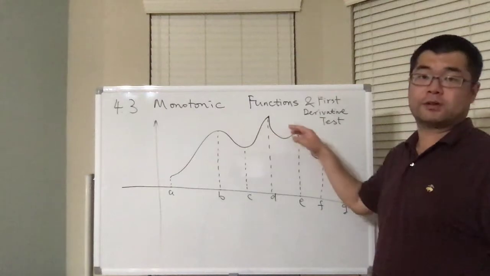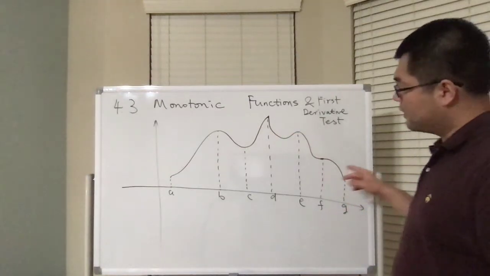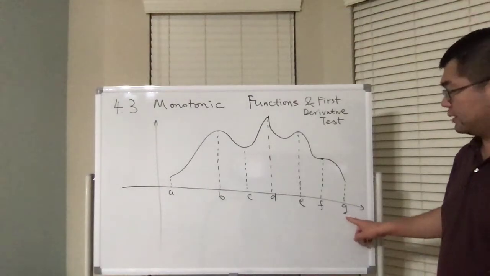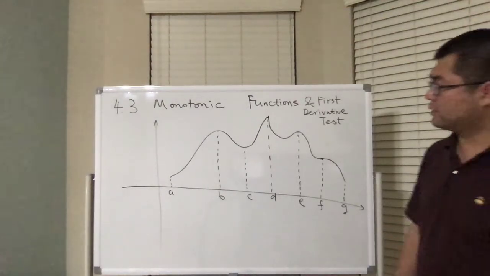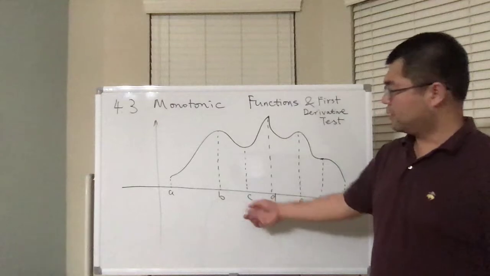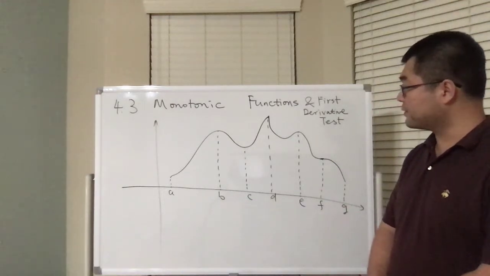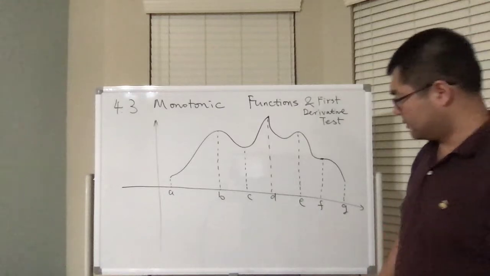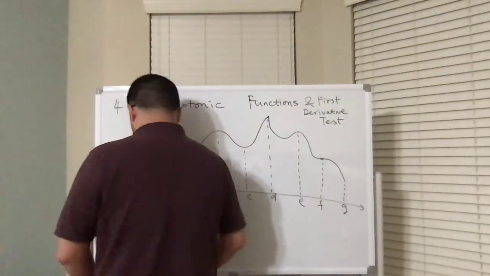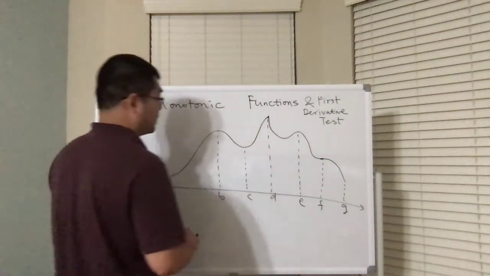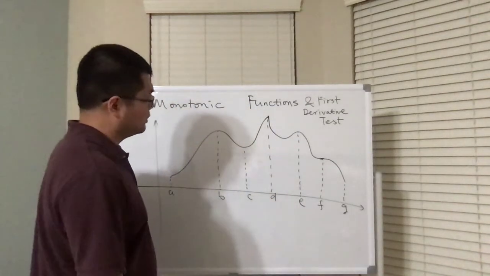Now, this is the function f of x. It's defined on the closed interval from a to g. And also you can see that I labeled a couple of points on this function. Let's see, guys, maybe use this marker, trying to see that.